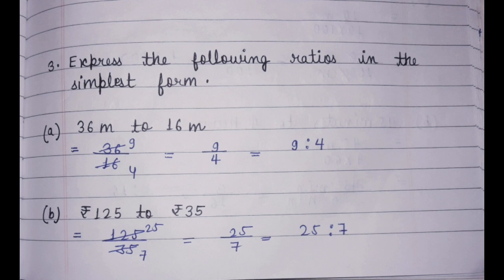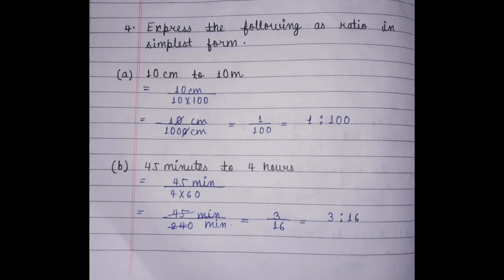Let's see our fourth question. Our fourth question is express the following as ratio in the simplest form. A number, 10 centimeter to 10 meter. First we will convert meter into centimeter. So 10 into 100. So 10 centimeter divided by 1000 centimeter, simplest form is 1 by 100. So ratio is equal to 1 is to the 100.